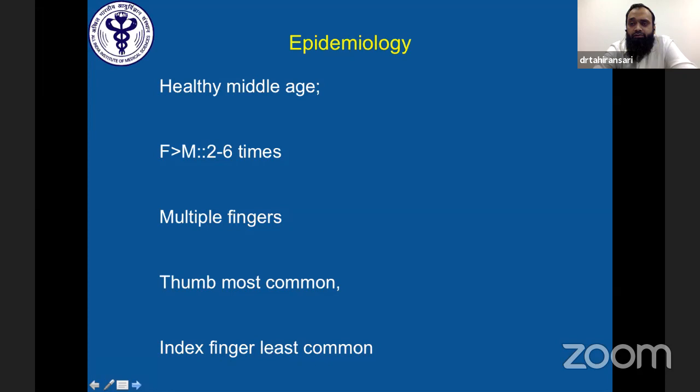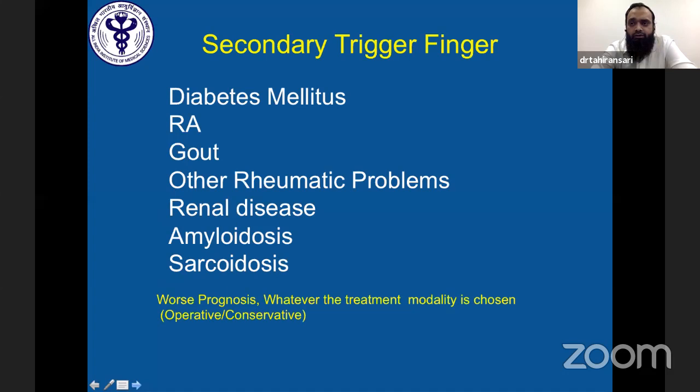It's more common in females, 2 to 6 times more common. Sometimes it involves multiple fingers, and the thumb is the most common trigger digit, and the index finger is the least common trigger digit. And we have to know about secondary trigger finger. They usually involve multiple fingers, especially in diabetes mellitus or rheumatoid arthritis.